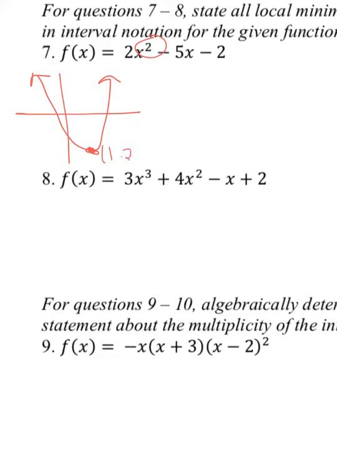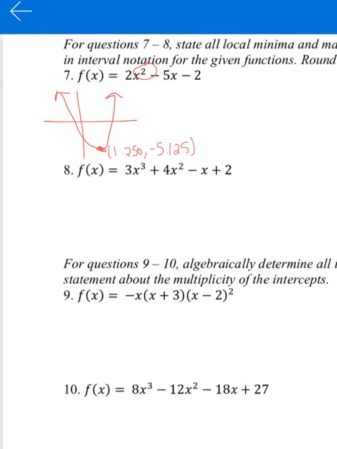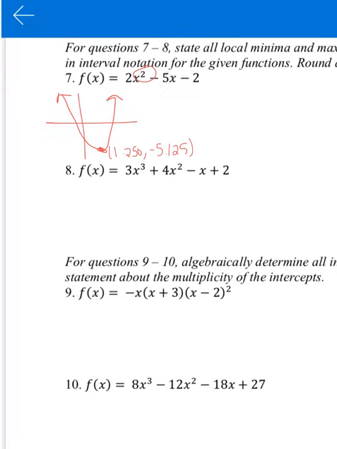That point is 1.250, comma, negative 5.125. So that's for the mins and maxes. There are no maxes in number 7.